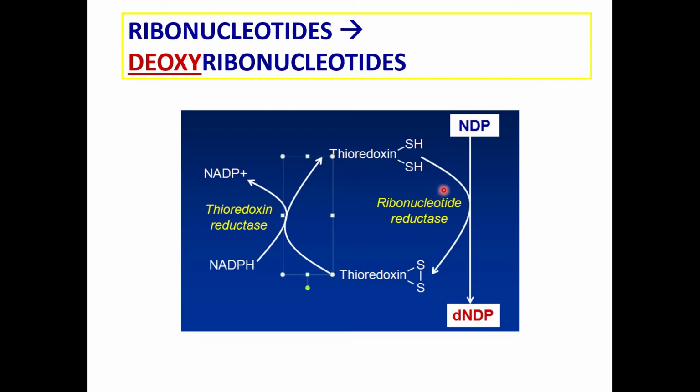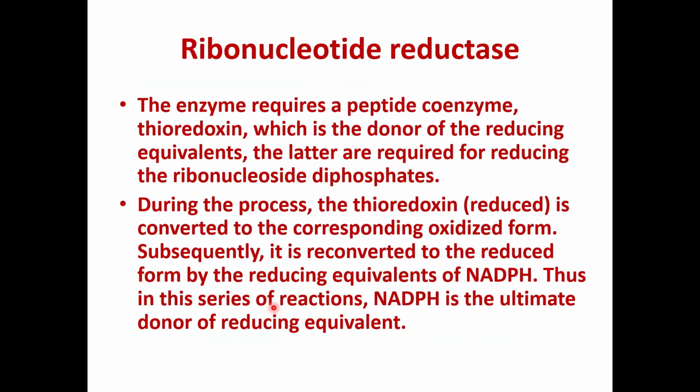This enzyme requires a peptide coenzyme, thioredoxin, which is the donor of the reducing equivalents. During the process, thioredoxin reduced is converted to the oxidized form. Subsequently, it is reconverted to the reduced form by the reducing equivalents of NADPH. Thus, in this series of reactions, NADPH is the ultimate donor of the reducing equivalent.